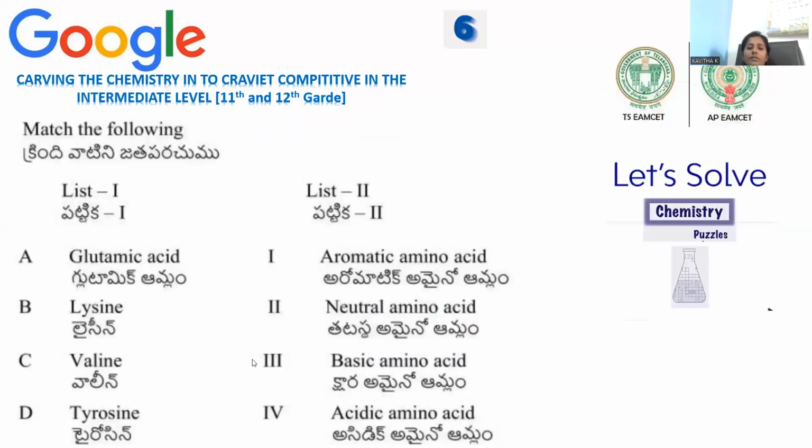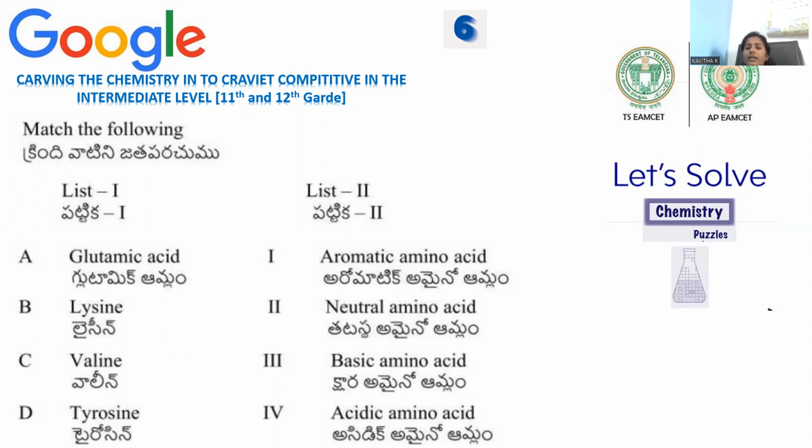Move on to question number 6. This question number 6 is collected from the TS EAMCET 2023 question paper. Okay. So match the following, List 1 with List 2. And this is a question purely from biomolecules, specifically amino acids.